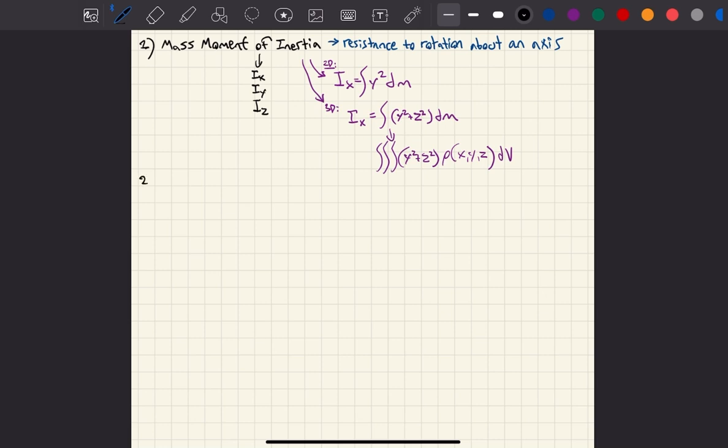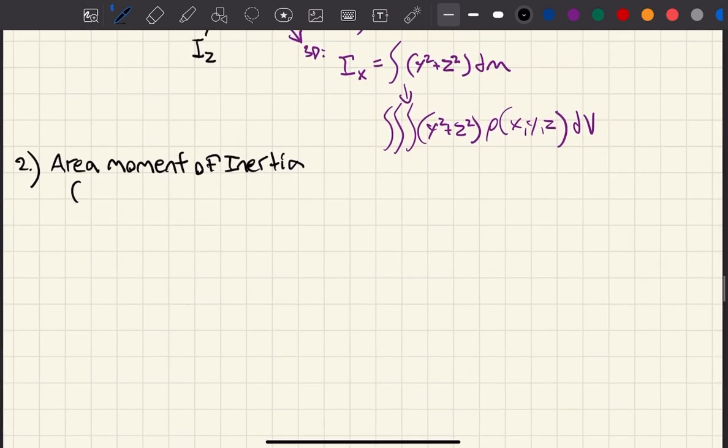And Chapter 6 is bending. So this other moment of inertia is called the area moment of inertia, or the second moment of inertia. We'll call it the area moment of inertia, or the second moment of area. It's also called the second moment of area.